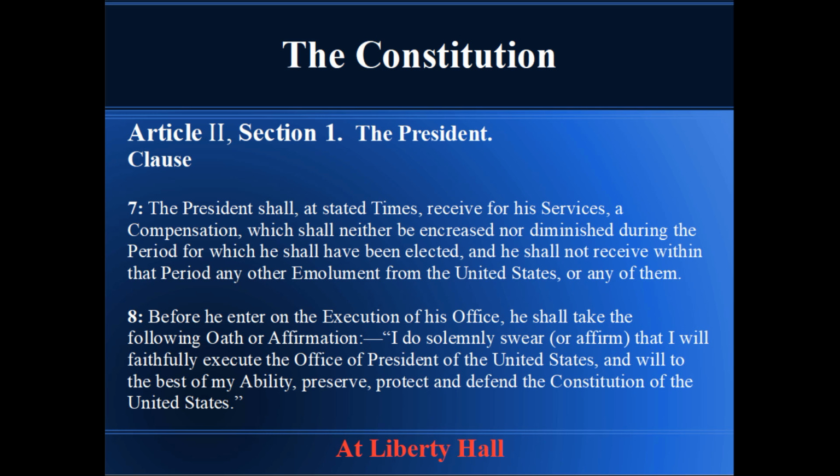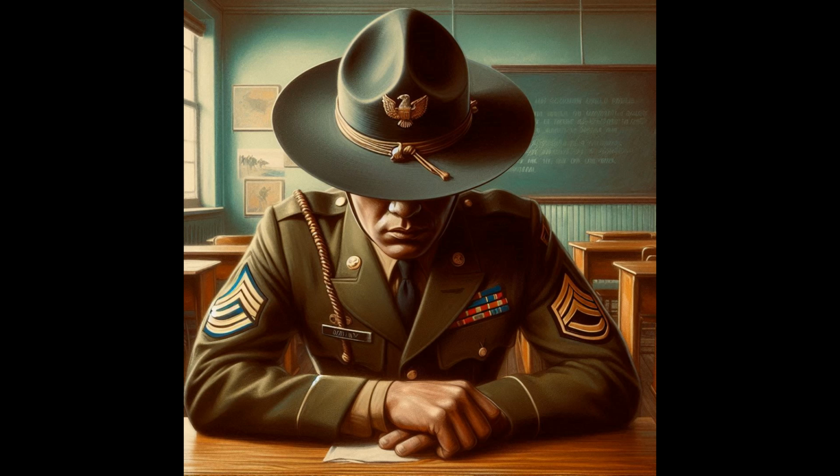Clause 8. Before he enter on the execution of his office, he shall take the following oath or affirmation. I do solemnly swear or affirm that I will faithfully execute the office of President of the United States and will, to the best of my ability, preserve, protect, and defend the Constitution of the United States. 7. The President's salary cannot be increased or decreased during their term, and they cannot receive any other payments from the U.S. government during that time. 8. Before taking office, the President must swear to faithfully execute their duties and protect the Constitution.